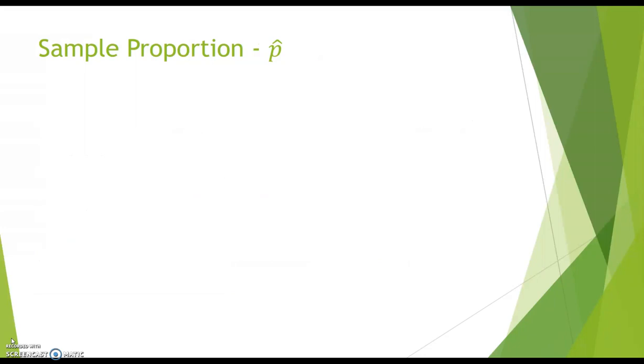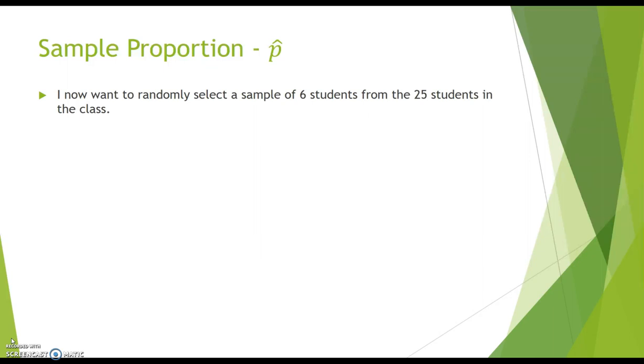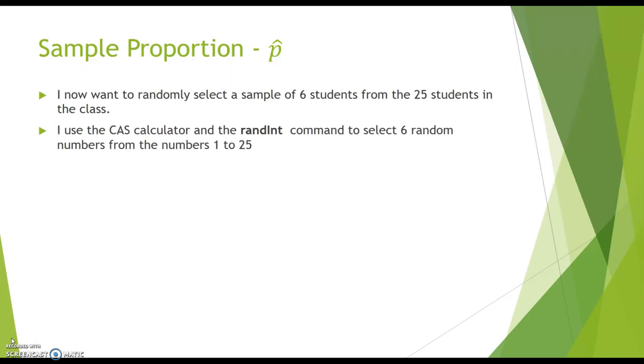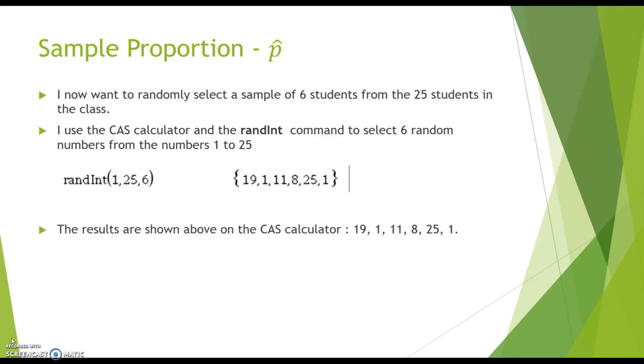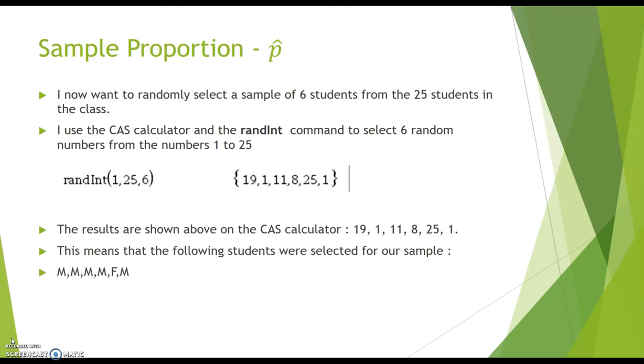Now let's look at the sample proportion, denoted by the letter P with a hat. We call it P hat. Say I now want to randomly select a sample of 6 students from the 25 students in the class. I use the CAS calculator and the rand_int command to select 6 random numbers from the numbers 1 to 25. In doing that, here were the numbers that I got: 19, 1, 11, 8, 25, and 1 again.